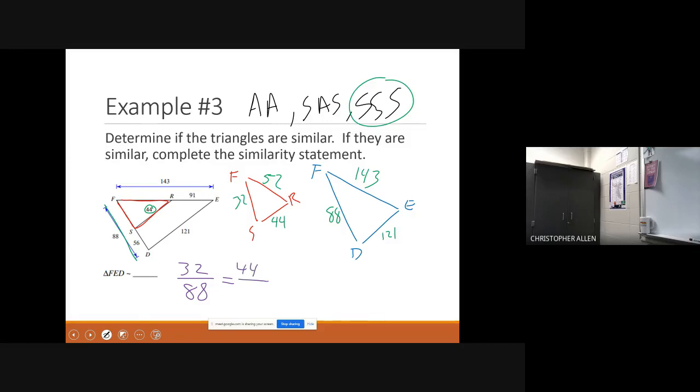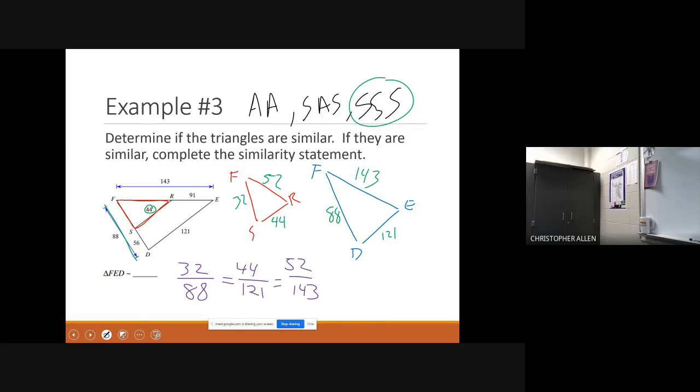Now, what number do you think I'm going to put on the bottom of 44? No, not 88. We already used 88. 121. And then the long side, which is 52 to 143. All right. Now, what we want to see is, do all of these fractions equal each other?